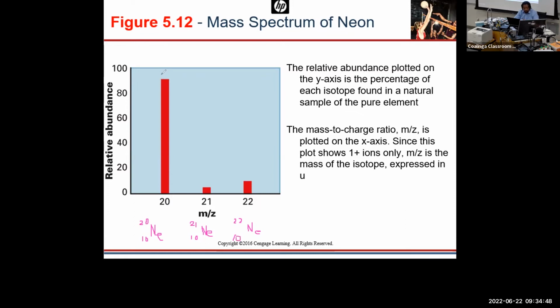This value here is going to be 90.5%. So neon-20 makes up 90.5% of all of the neon. I should probably tell you this is chapter 5. Okay. Neon-21 makes up only 25%. I mean, sorry, not 25%, 0.25%.